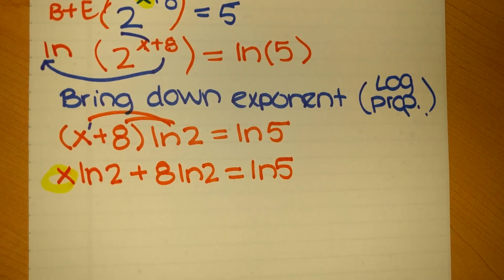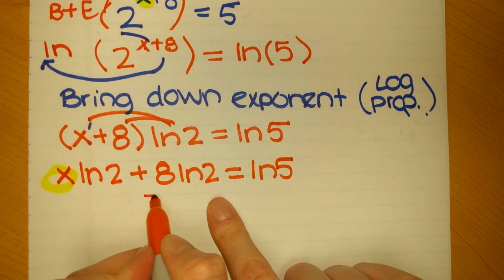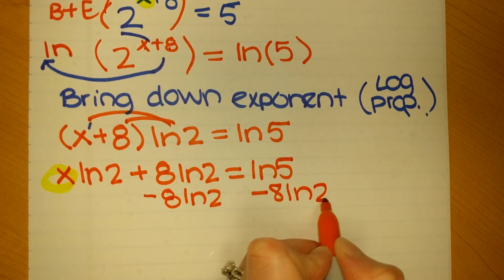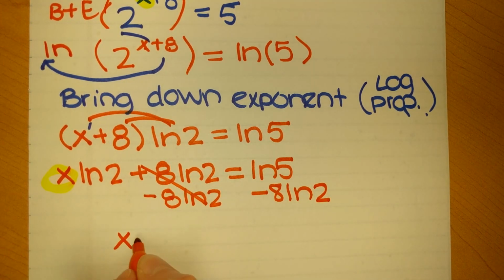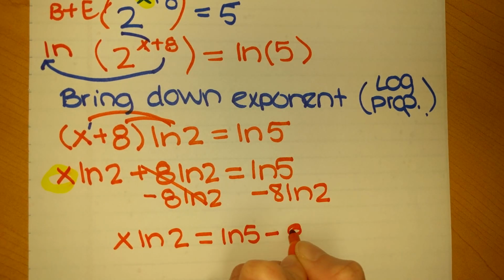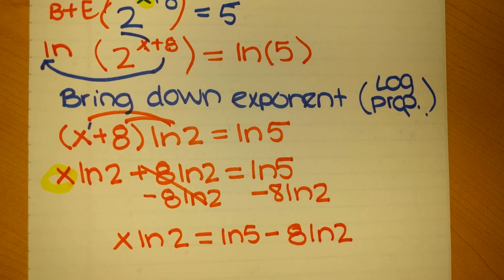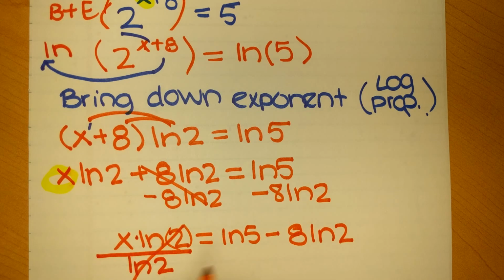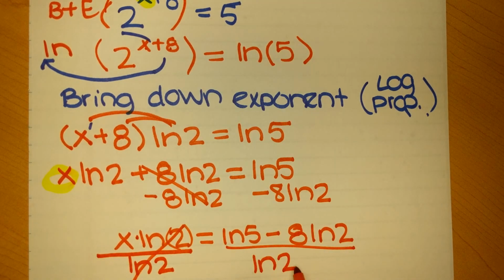All right, so here's my little x. I've got to get it by itself. So I might start off by subtracting 8 natural log 2 minus 8 natural log 2. Those cancel. I get x natural log 2 equals natural log 5 minus 8 natural log 2. Now keep in mind this natural log 2, all of that is just one number. You can compute that on your calculator and get a number. So I can divide, because it's x times the natural log of 2, by natural log of 2, divide by natural log 2. And that will be our final answer.